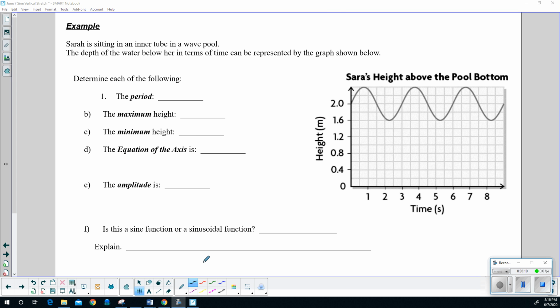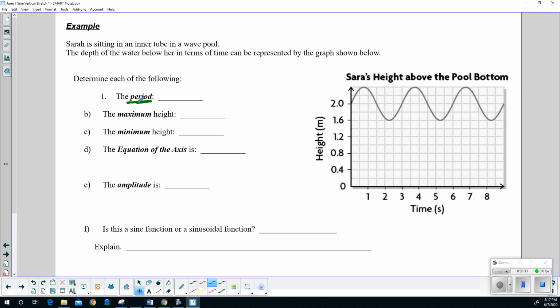Okay, let's check out this example. Another thing that we've already looked at when we talked about these curves is we took the curve and put it in context. So we talked about the Ferris wheel. Well, how about we've got Sarah who sits in an inner tube in a wave pool. The depth of the water below her in terms of time can be represented by the graph below. And if you've ever been in a wave pool, you go up, down, up, down, up, down, right?